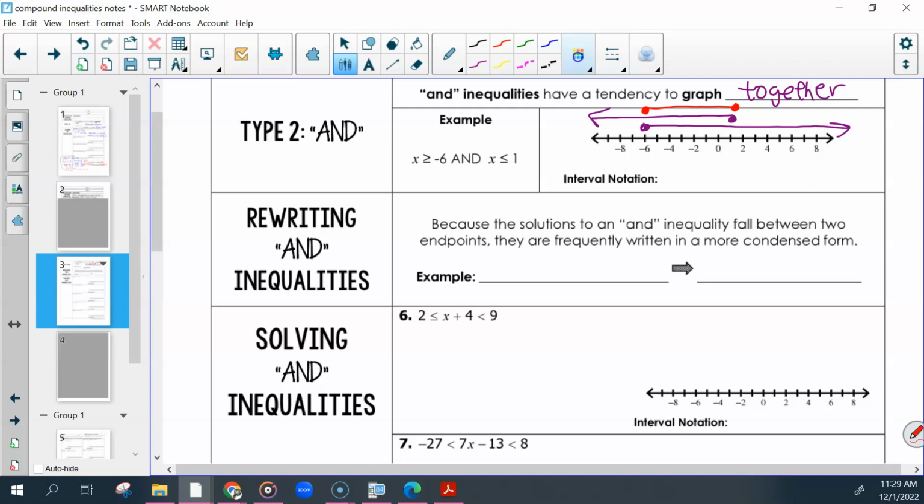So with our overlapping, that's the only section we're looking at. It starts at -6. That's a closed circle, so that would be a bracket. It ends at 1, so that would also be a bracket. So in these, there won't be any infinities. It'll just be number to number.